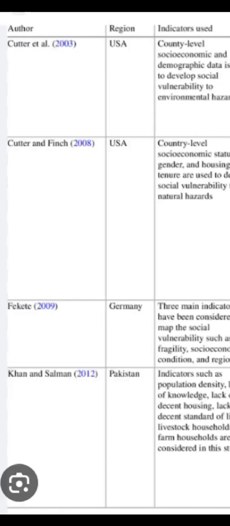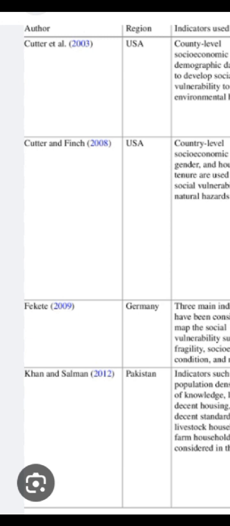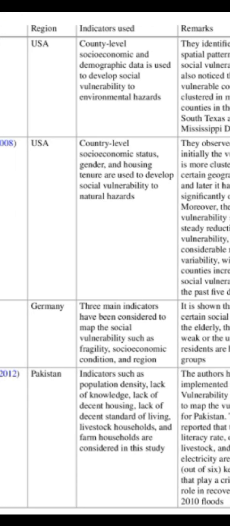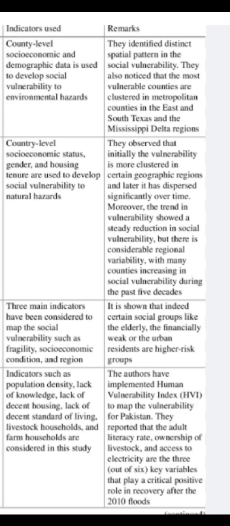Do you understand? Author names consist of the names of the authors. Region consists of where the paper was written or published. Indicators used refers to the variables of measurement used in the paper. Then your remark, what you discovered about the paper. What's your conclusion? What you discover about the paper.